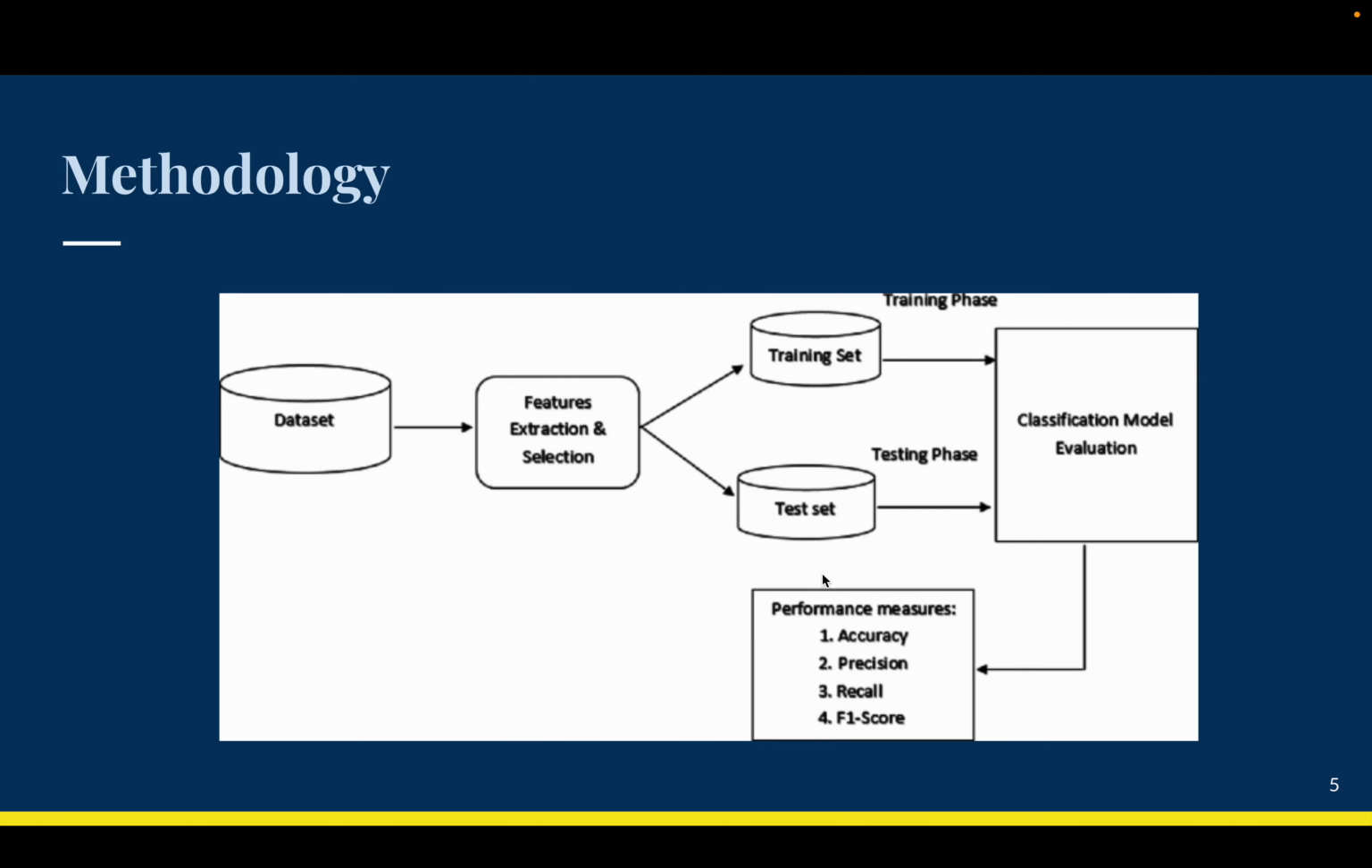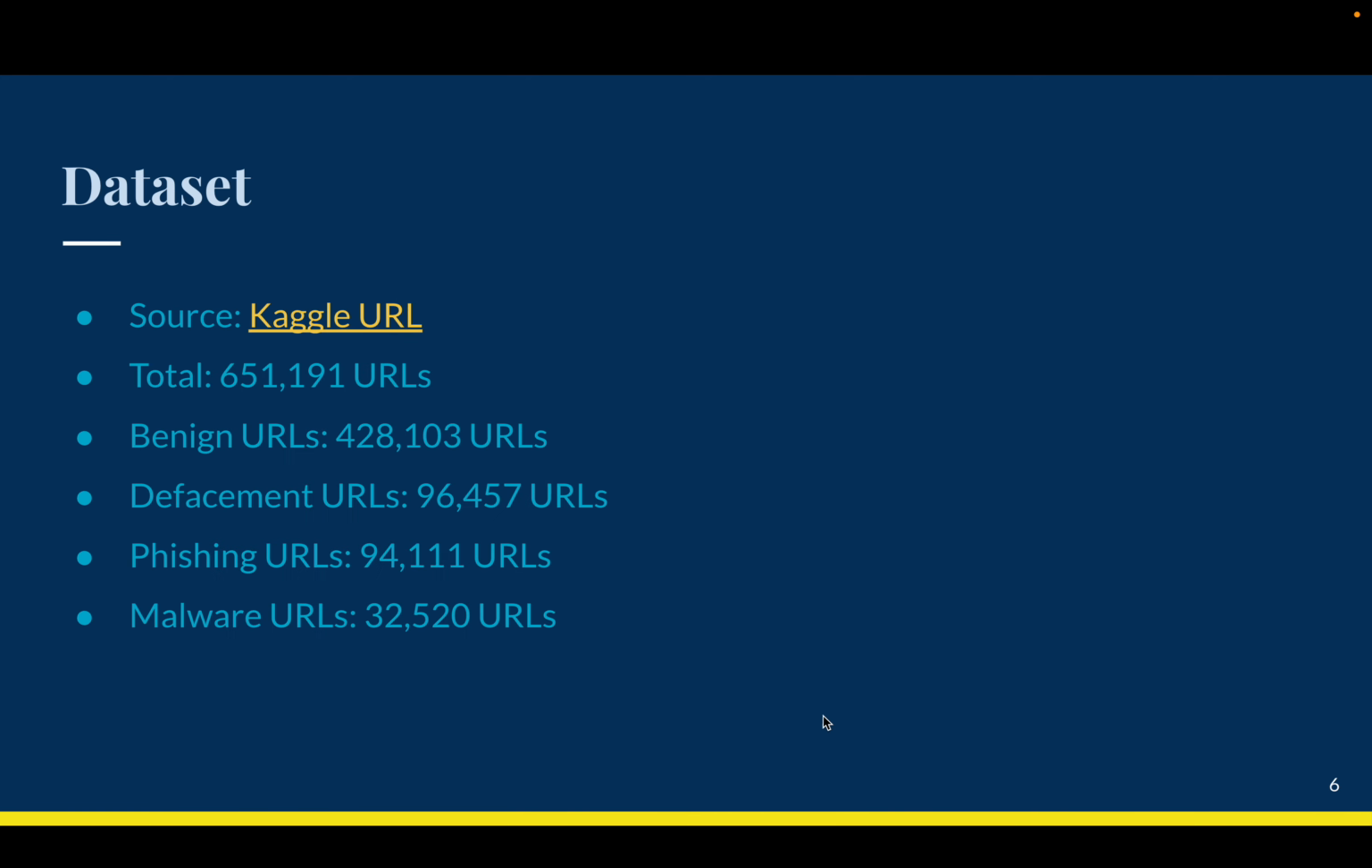So this is the general flow of the project. The features are extracted from the dataset to train the machine learning models, and the performance of the model is calculated. So this is the data set, and I took the data set from the Kaggle. The content of the data set are as follows.